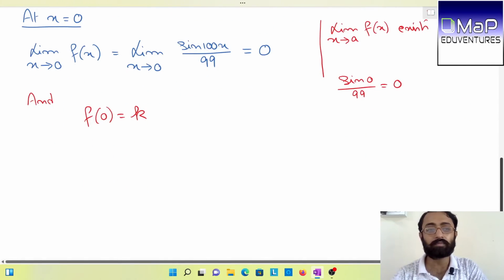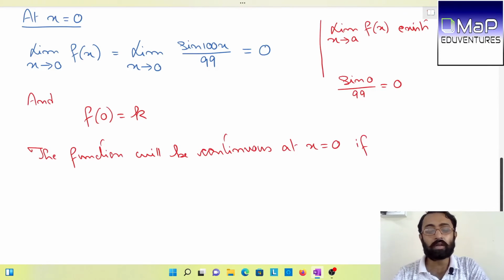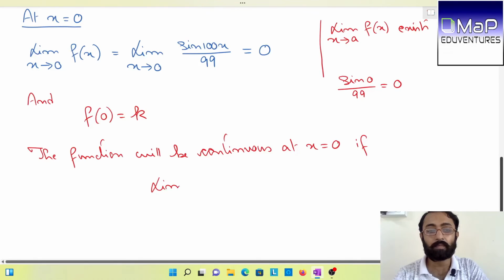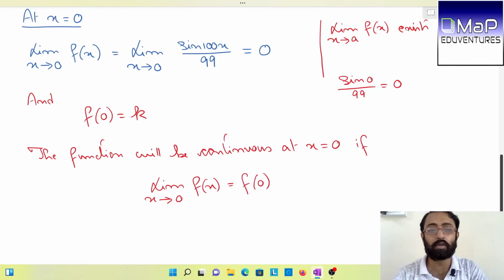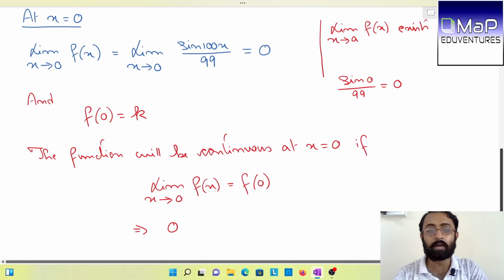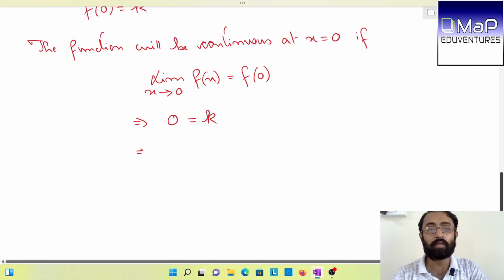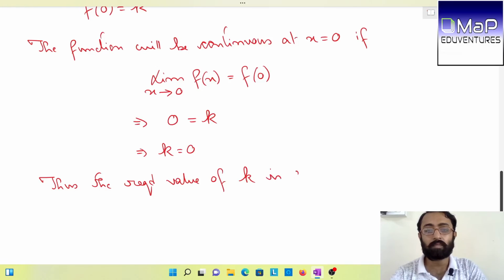Now we can say the function will be continuous at x equals 0 if limit x tends to 0 of f(x) is equal to f of 0. So these two values have to be equal. The limit value is 0 and f of 0 is k. That means our required value is 0. Thus the required value of k is 0.